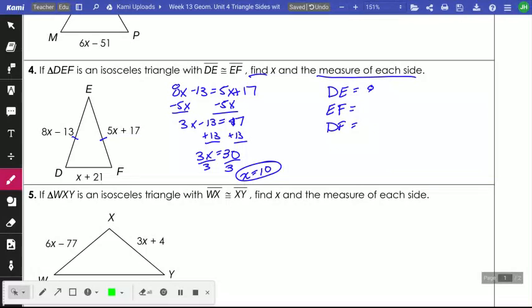DE, I'll do 8 times 10 minus 13, and that will be 67. When you plug that in your calculator, you can do it in your head. And then EF is 5 times 10 plus 17, also equal to 67. And those should be equal because they told me here that DE and EF are going to be equal. Now DF won't necessarily be that way, and I will have 10 plus 21 is equal to 31, and it is different. So you have these three answers.